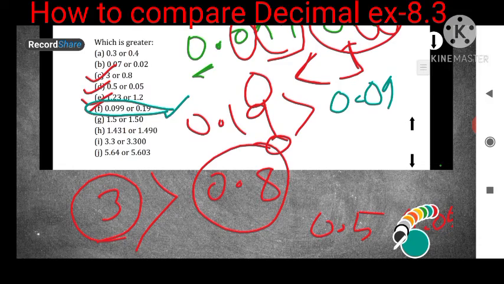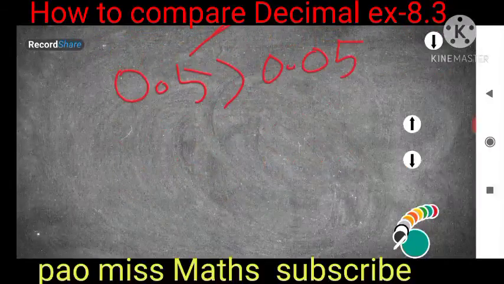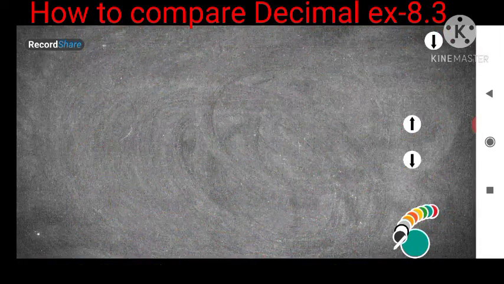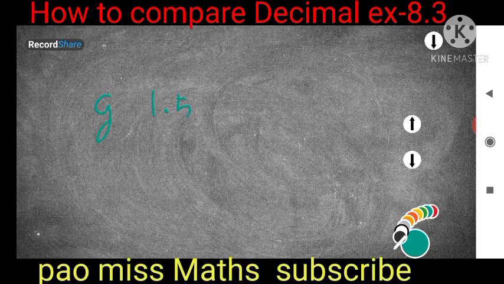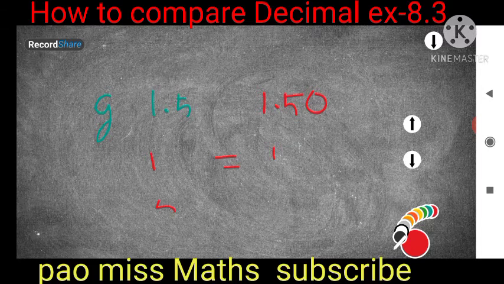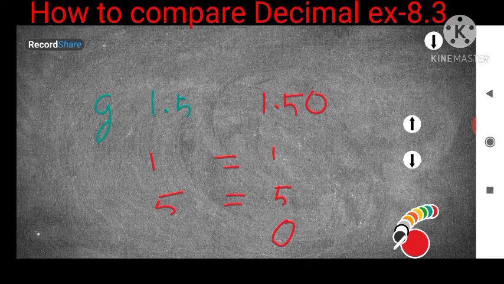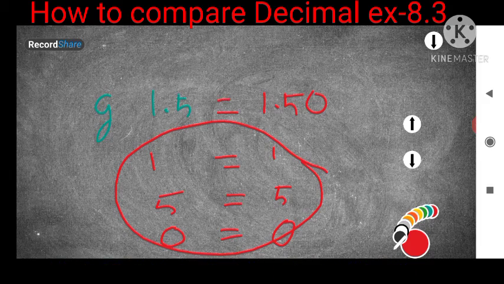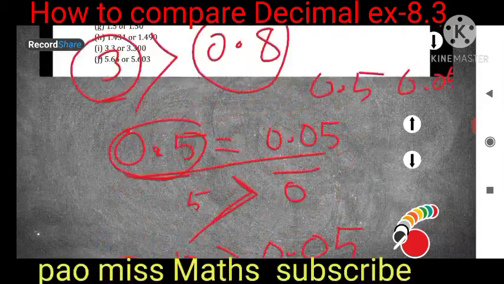Now here you can see G. Now G is also important. So G is given, let me check the question again, 1.5, isn't it? G is given 1.5 and another is given 1.50. Now what is the first digit? 1, equal. Then after the decimal what is here? 5 and 5, this is equal. So the second digit after the decimal is 0, and here is nothing, which means we can say 0, isn't it? If there is no number then it is 0, so it will be equal. Okay, this will be equal. So don't be confused about this.